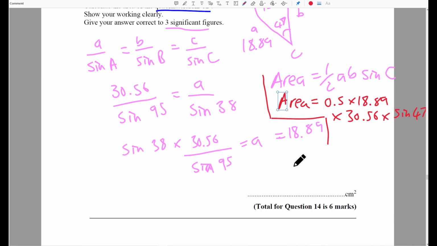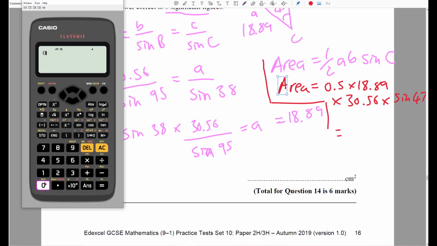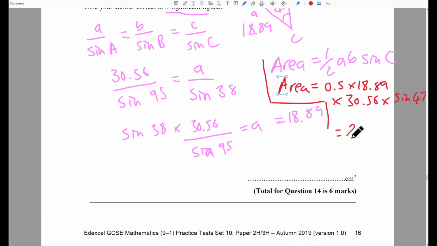Apologies for the writing being all over the place. This is so you can see it on your phones clearly, and it's just do all that on the calculator. 0.5 times 18.89 times 30.56 times sine 47 equals 211.1 to 1 decimal place.